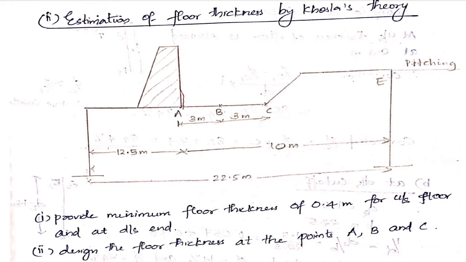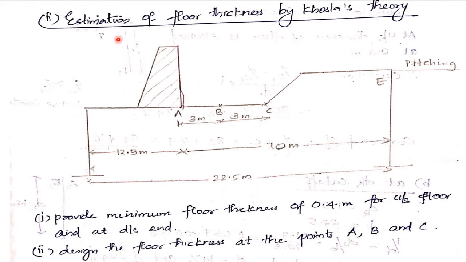In this figure we can see this is the downstream side of the flow, that is from A to E. We have provided that as 10 meters, and the balance will be on the upstream side and below the crest wall, that is 12.5.